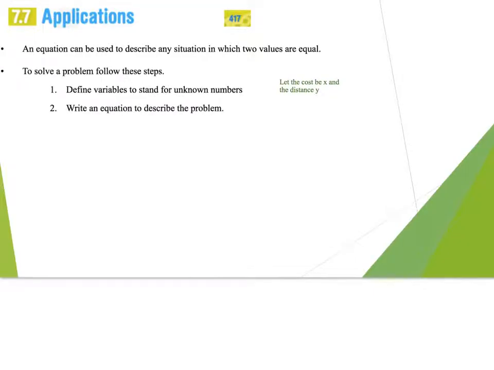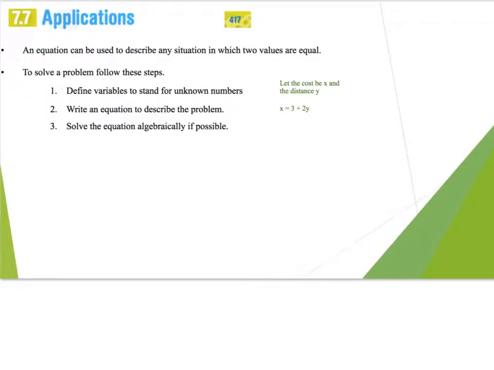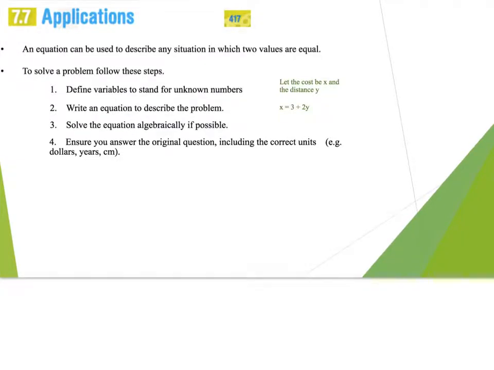Step number 2, write an equation to describe the problem. For example, x equals 3 plus 2y. We're then ready for step 3, solve the equation algebraically if possible. Our last step is then to ensure that we answer the original question, and we're also going to include the correct units, for example, dollars, years, and centimeters.